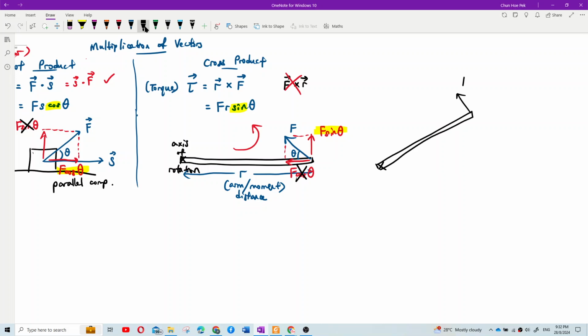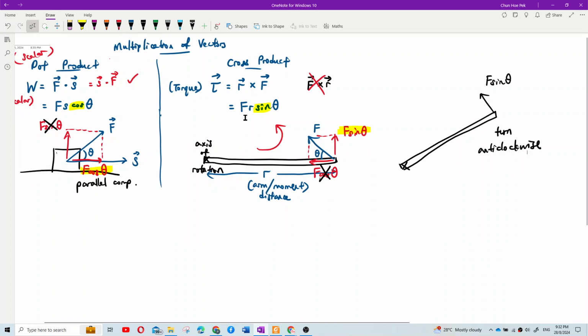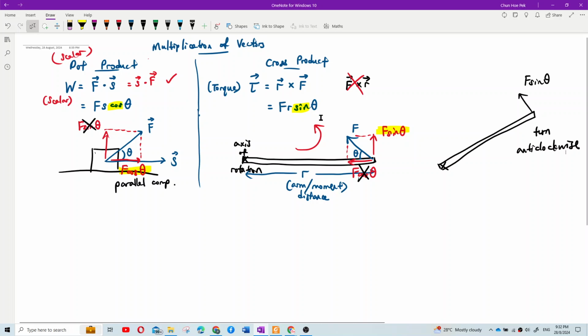The F sine theta helps to rotate. It goes anti-clockwise. It turns anti-clockwise. That's it. So F sine theta is the component we use to calculate the torque. That's why the formula becomes FR sine theta. Understand?